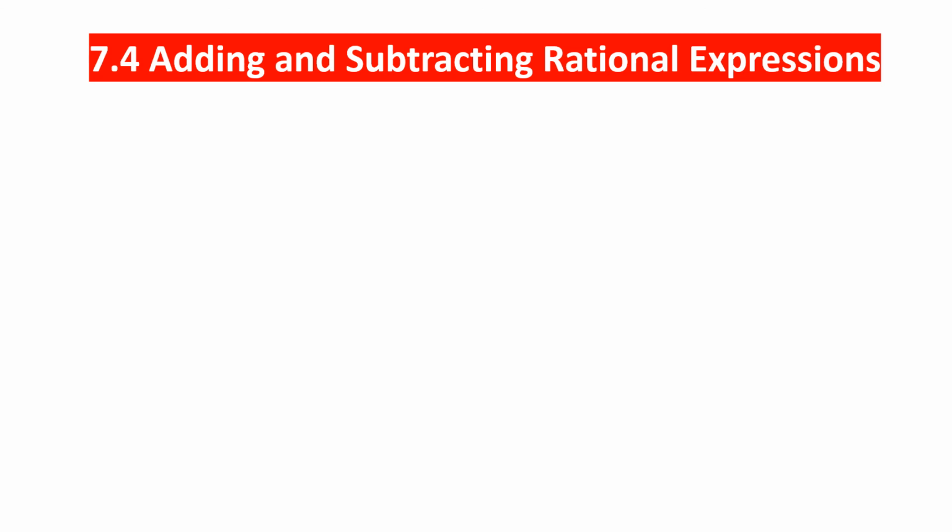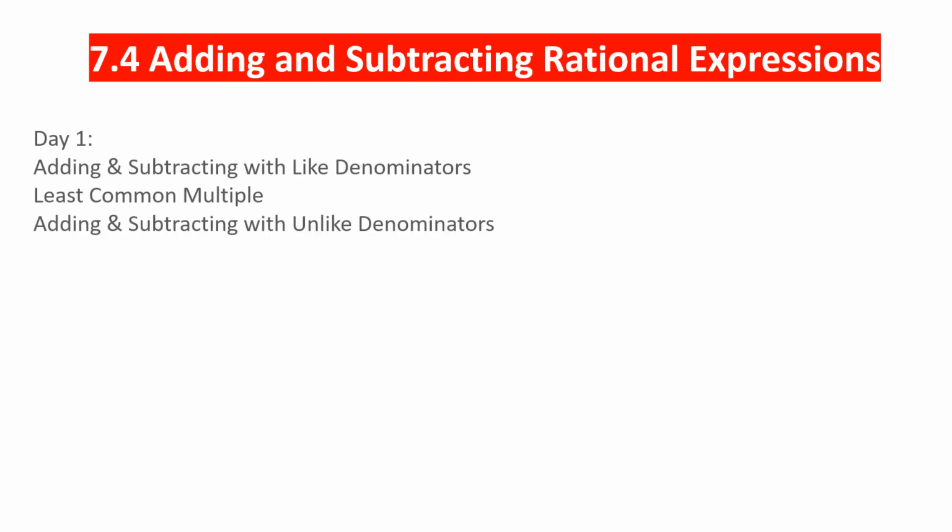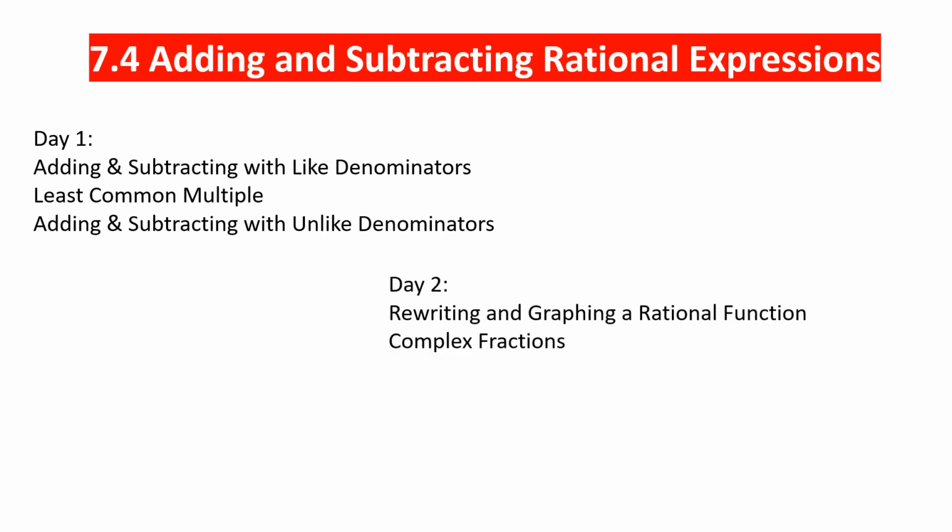We're going to pause 7.4 here. In day 1, we looked at adding and subtracting with like denominators. We found the least common multiple so that ultimately we could use it as the least common denominator when adding and subtracting unlike denominators. Tomorrow, or in our next lesson, we're going to rewrite and graph rational functions, and we're also going to work to simplify complex fractions. Looking forward to seeing you then.